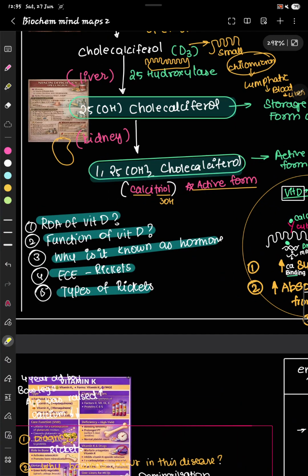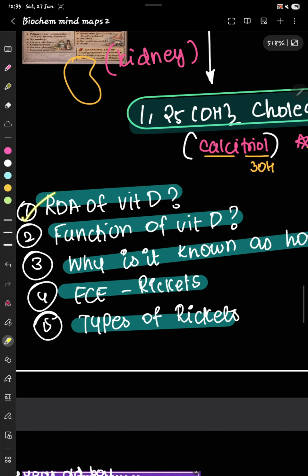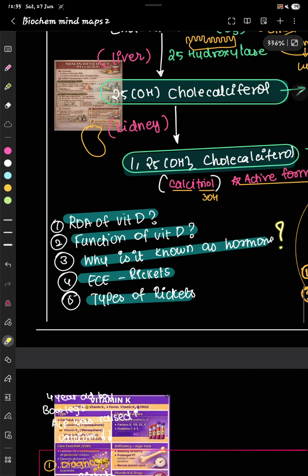Now we are going to answer some questions. What is the RDA of vitamin D? What is the function of vitamin D? Why are we studying about vitamin D? Why is it important in our body? And why is it known as a hormone?